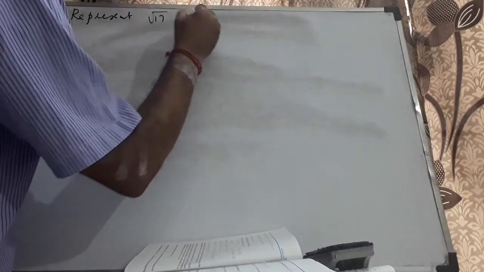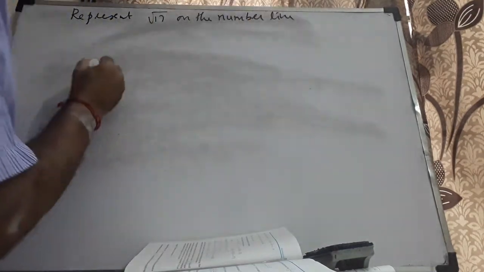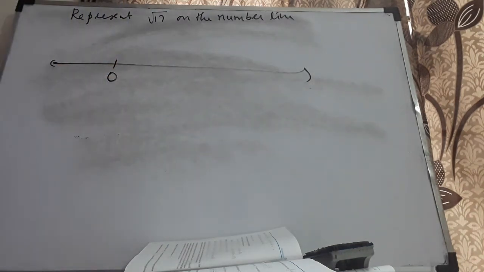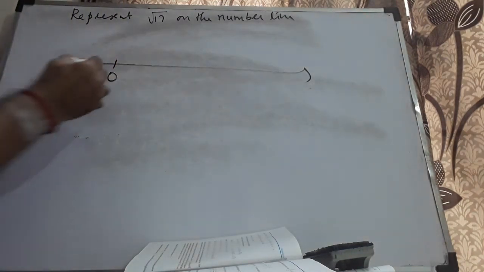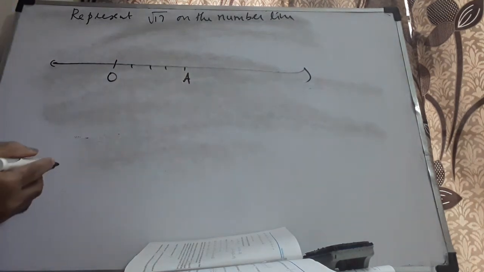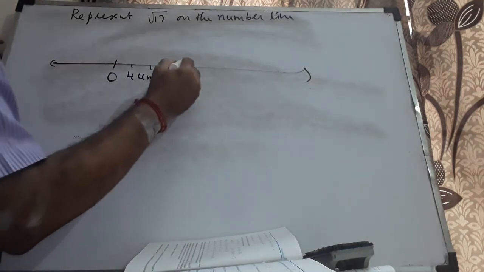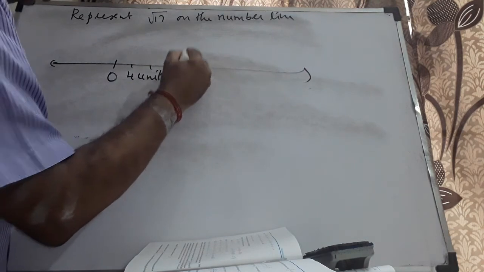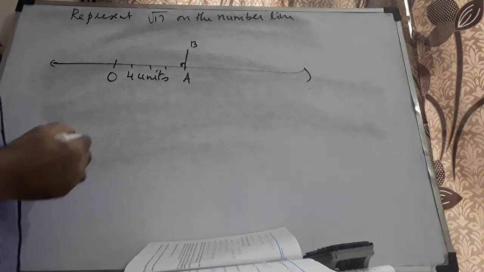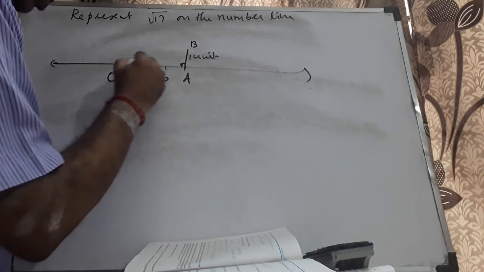Represent root 17 on the number line. Let me just draw a real line. I'll just mark point O, which represents 0. I'll just mark point 1, 2, 3, 4. Mark point A so that OA is equal to, let us say, 4 units. It is not difficult to follow. I'll just mark point B so that AB is perpendicular to the real line or OA, and this is equal to 1 unit. Okay, just draw OB.